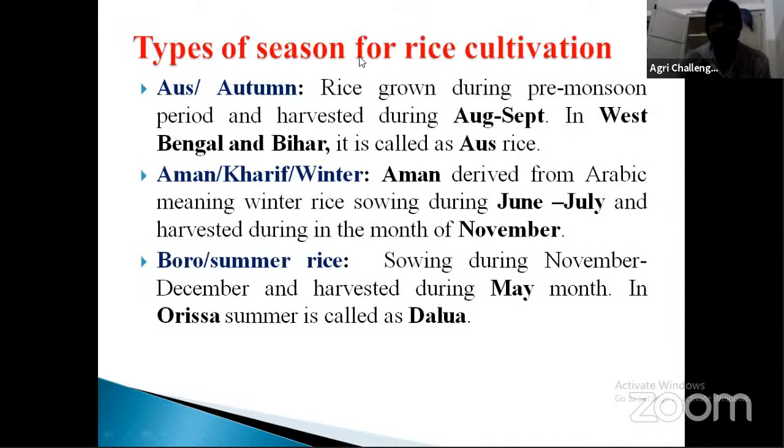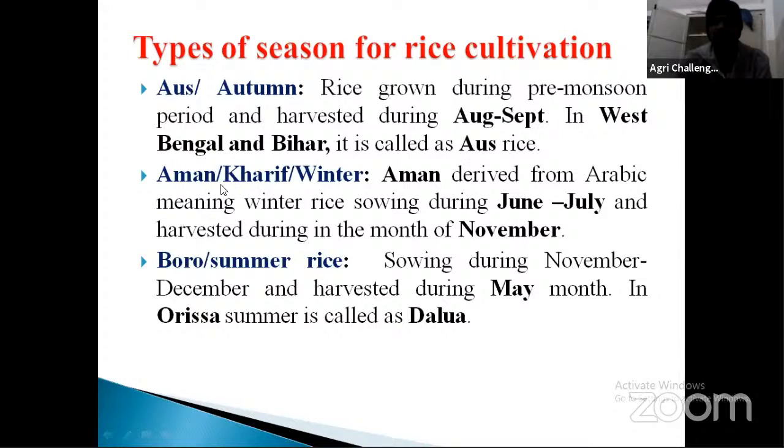Here we can see the types of season for rice cultivation. Generally, three seasons are present: Aus, Aman, and Boro. The Aus season is also called the autumn season. It is grown during this autumn season. It is sown in the month of March to April and harvested during August to September. In West Bengal and Bihar, it is called Aus rice.